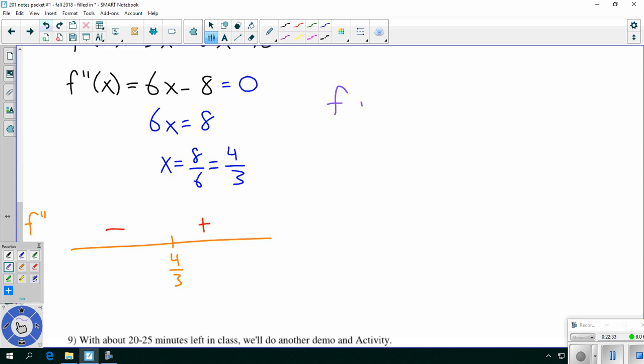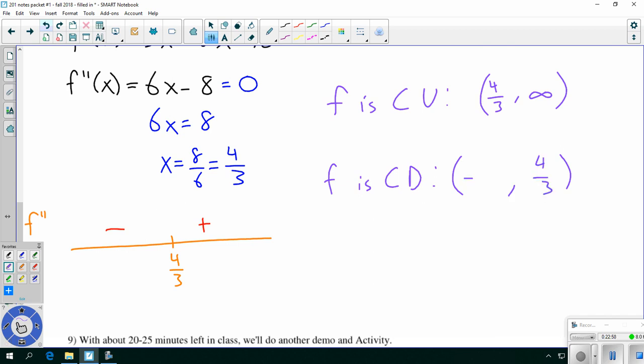We know that f is concave up whenever the second derivative is positive, which is to the right of 4/3: 4/3, comma, infinity. We're just always going to exclude the endpoints here. We'll say the function is not concave up or concave down at 4/3. So where is it concave down? Concave down where the second derivative is negative, which was up until 4/3. And so we'll put minus infinity there.